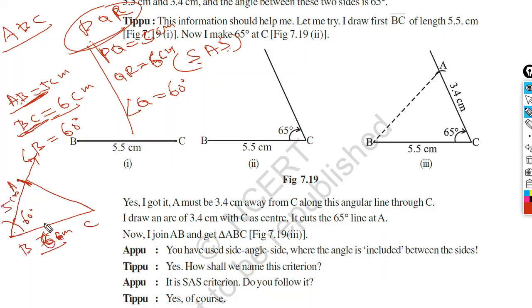Similarly, you can draw triangle PQR where PQ is 5, QR is 6. So you can start with QR, which is equal to 6 cm.